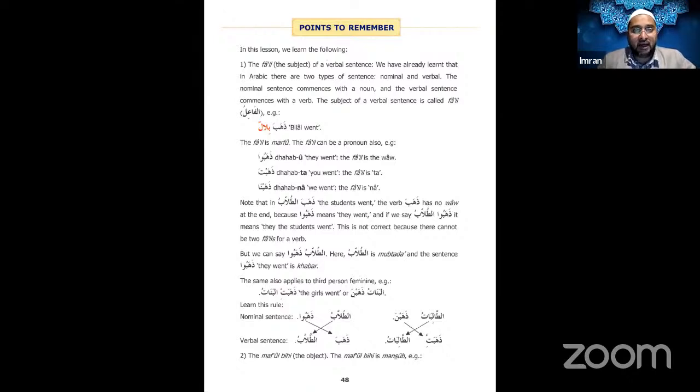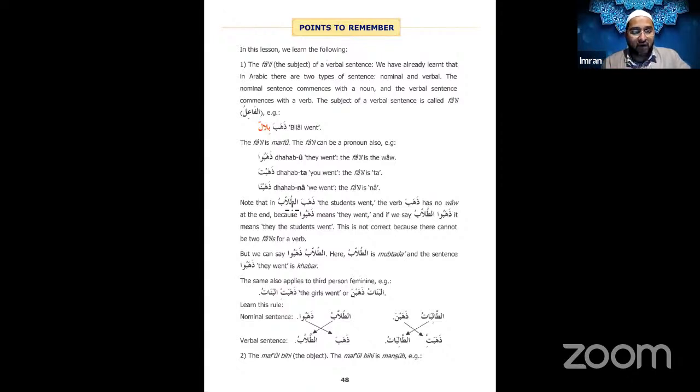So a verb can either have an attached pronoun as a fa'il or a noun which is coming after the verb itself. And then the next part it's going to mention is that if it's a noun, like the word tullabun, the word tullabun is plural. So whenever a plural noun comes after the verb, you can have the singular verb. So over here, dhahaba at-tullabu. Because the fa'il is situated after the verb, you can have the singular verb and the plural fa'il.